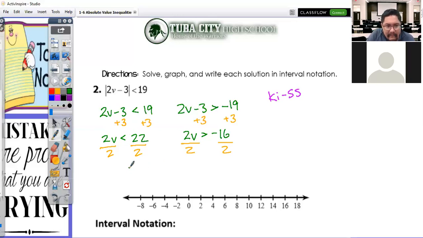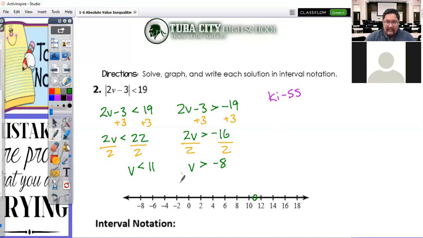So let's see, v is less than 11. And for this side, we have v is greater than -8. So those are the two possible solution areas that we have. In this case, v would have to be less than 11, so I'm going to go ahead and mark out 11. So v < 11, that would be right there.